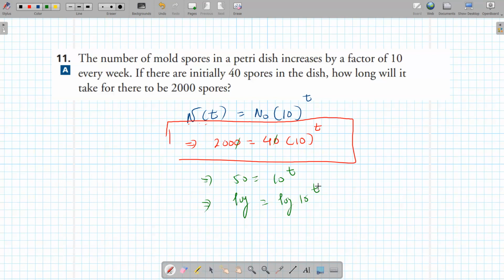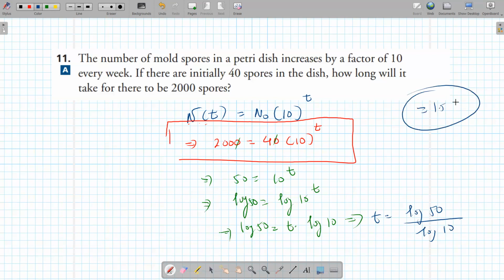You bring the t down. Yeah, so you have t times log 10 equals log 50. What's next? You divide them. Yeah, you divide them. What's log 50 over log 10? Our answer initially was like 1.5 weeks. That's a guesstimate. But what is this? 1.69. Yeah, there we go.